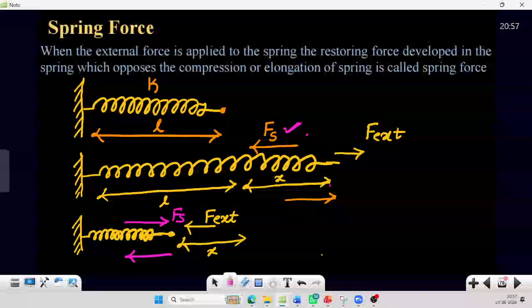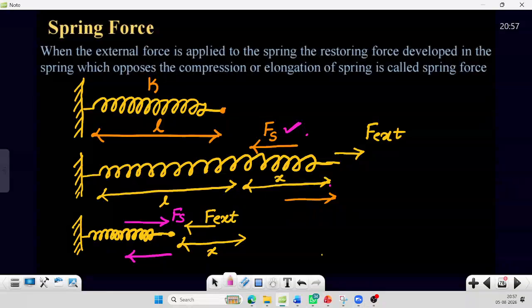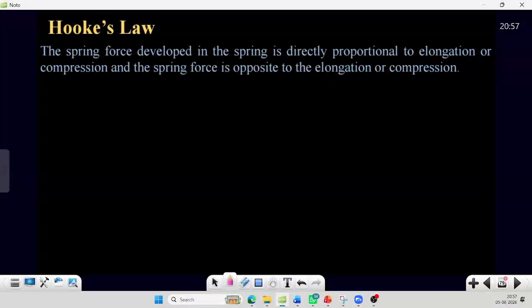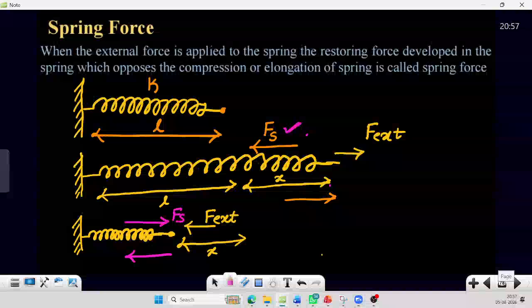Did you copy it? Yes. Now, how much spring force will be developed, that we are going to see. How much force will be developed inside the spring? That analysis was given by one scientist called Hooke. That is Hooke's law.